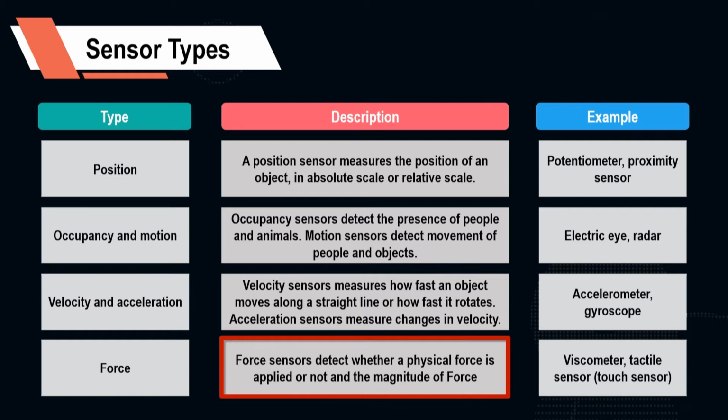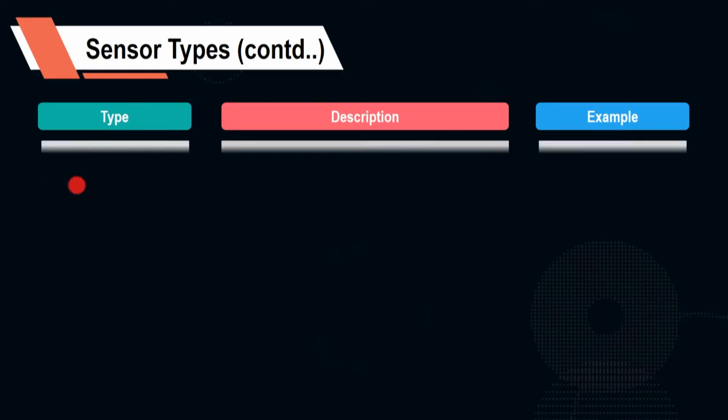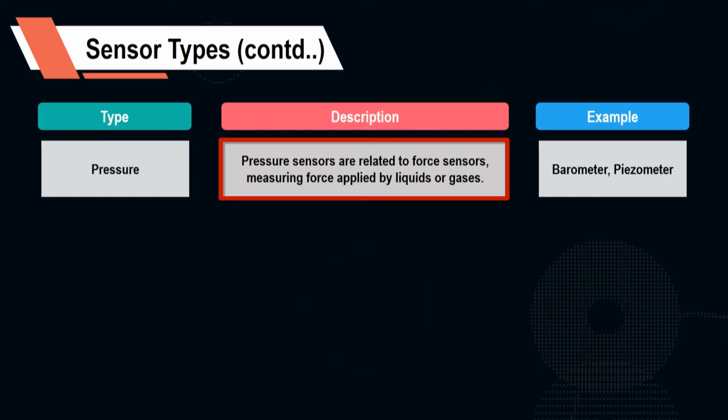Force sensors detect whether a physical force has been applied to an object or not. For example, viscometer, tactile sensor, touch sensor. Those are the force sensors. Another sensor is the pressure sensor, which can calculate the amount of pressure that has been given to the object or the device. For example, barometer, piezometer, those are used for calculating the amount of pressure.